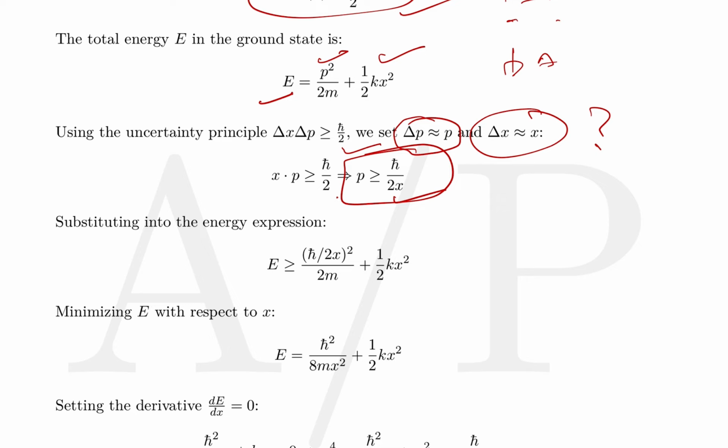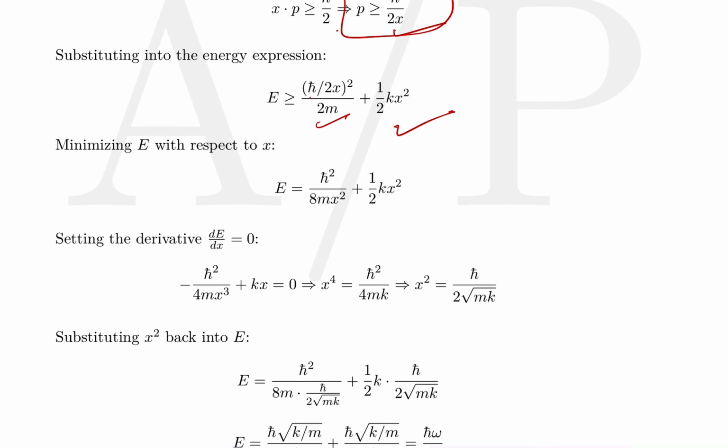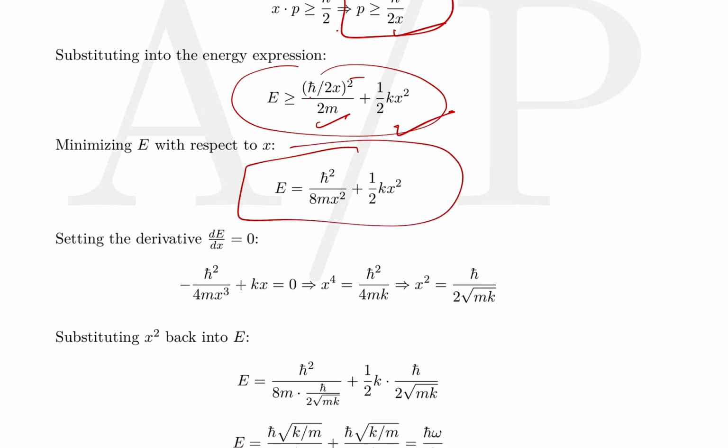Now we substitute this into the expression. Energy is greater than or equal to p square by 2m. So we replace p square by (h cut upon 2x) whole square over 2m plus half kx square, as the expression is. Now minimizing E with respect to x. First of all we simplified it, now we'll minimize it. How to minimize an expression? dE over dx is equal to 0.